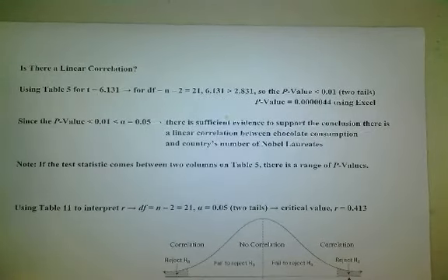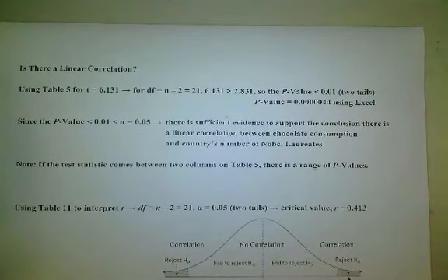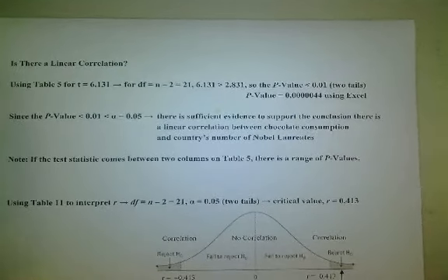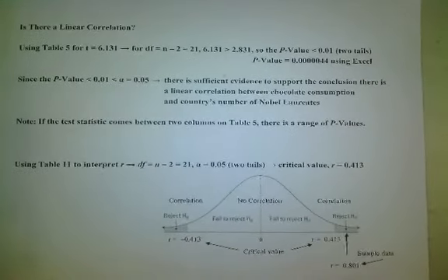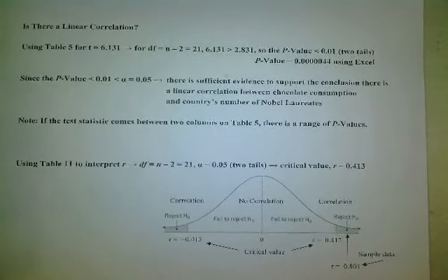Note, if the test statistic comes between the two columns on table 5, then we would have a range of p-values, as opposed to just saying, as we did in this case, because it was off the sides, that it was less than the 0.01. Now, if we wanted to use table 11 instead to make an interpretation, here's a little graph to help us recognize what's going on here.